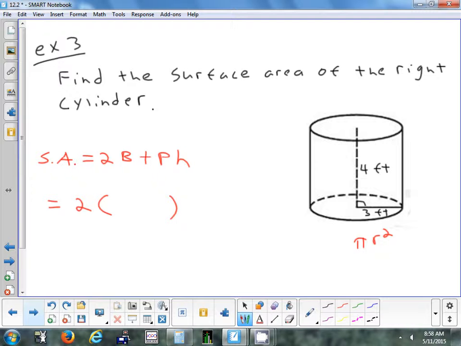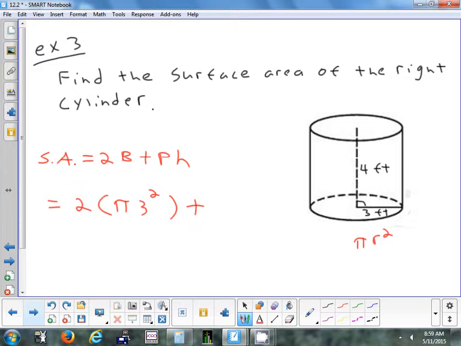Radius here is 3. Be careful if they give you the diameter. If they give you the diameter, what do you do to change it to the radius? Yep, cut it in half. Take half of it. Some people mess that up. So radius is 3 squared times pi, plus the perimeter times the height.